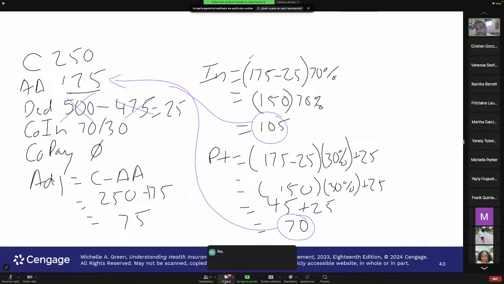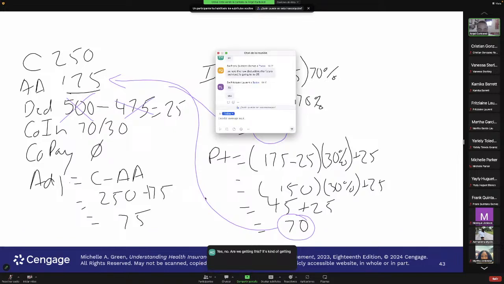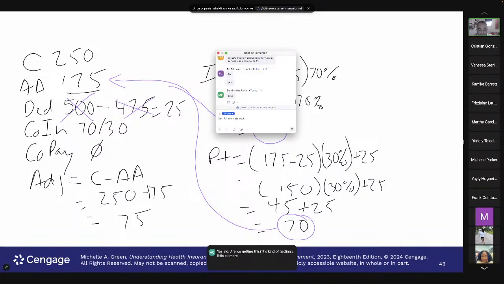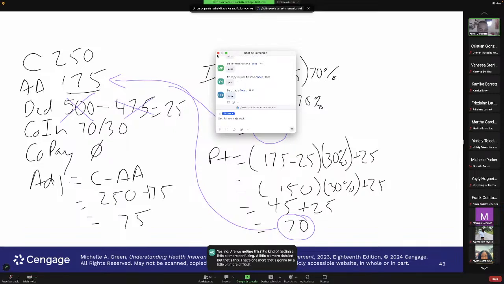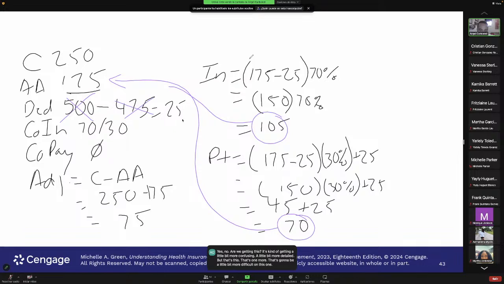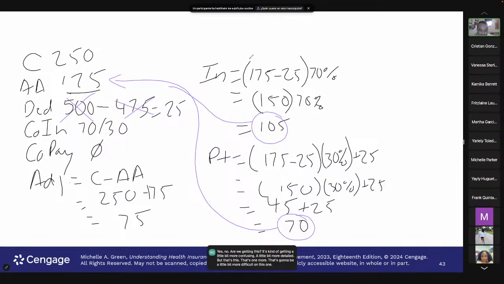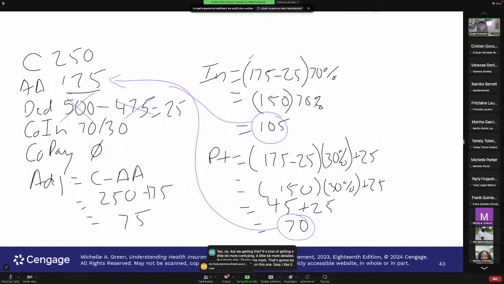Yes, no. Are we getting this? It's kind of getting a little bit more confusing, a little bit more detailed, but that's one more that's gonna be a little bit more difficult than this one. Easy, I like it. Here, perfect.